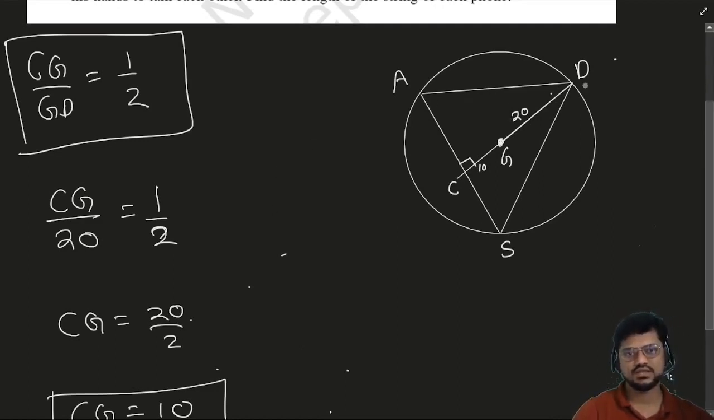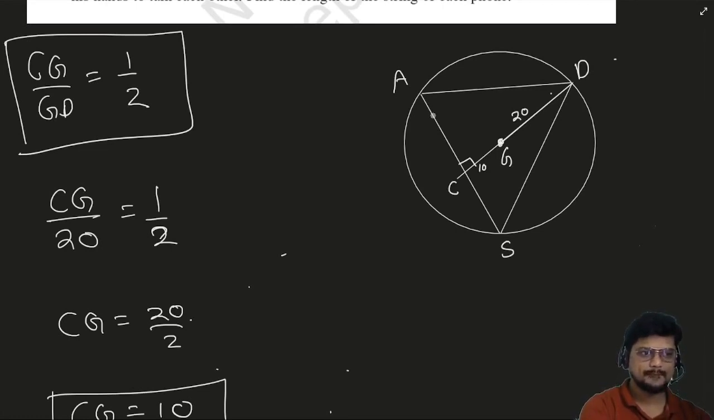I need to find the length. I got that this is 60 degrees, but trigonometry has not been taught to you, no? So we cannot use trigonometry in this. This is 10, this is 20, 30. The total length of the altitude is 30.